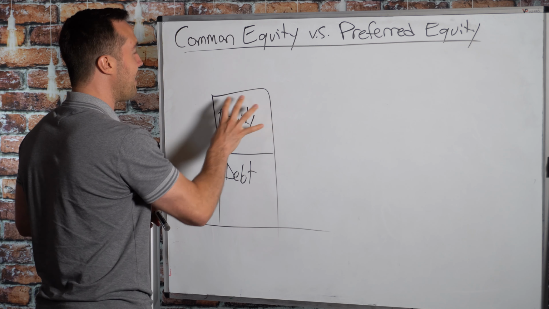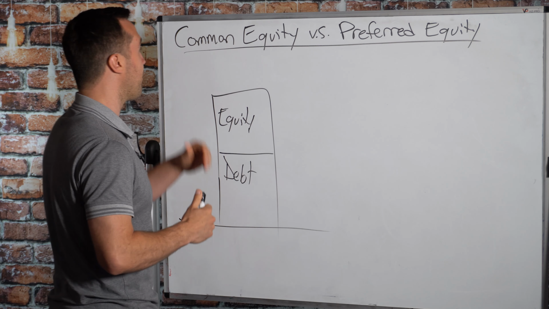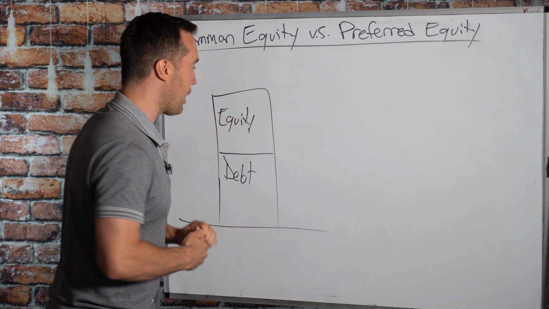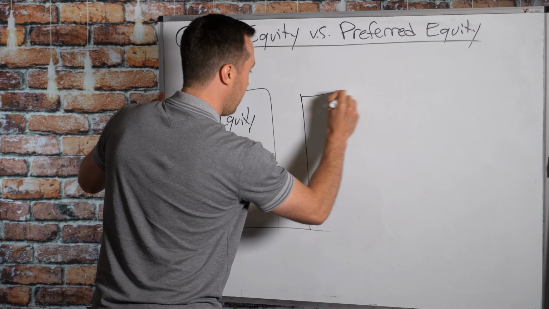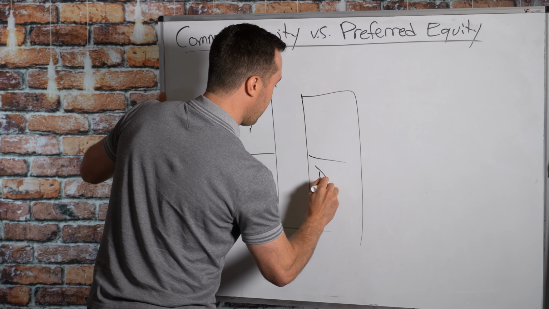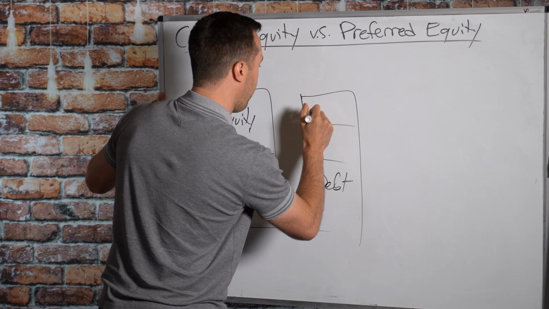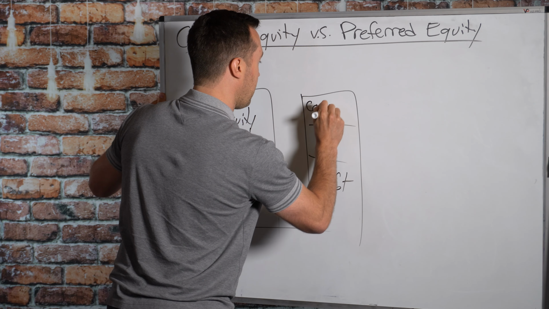Now, this is where we get into the two types of equity. We have common equity and preferred equity. And the way they stack up here is, let me draw a new capital stack right here. So we'll have debt down here. And then we'll have common equity.